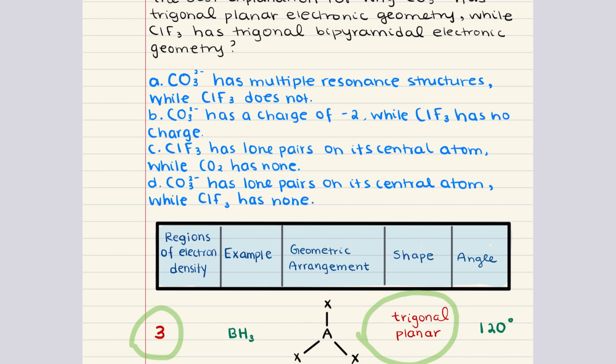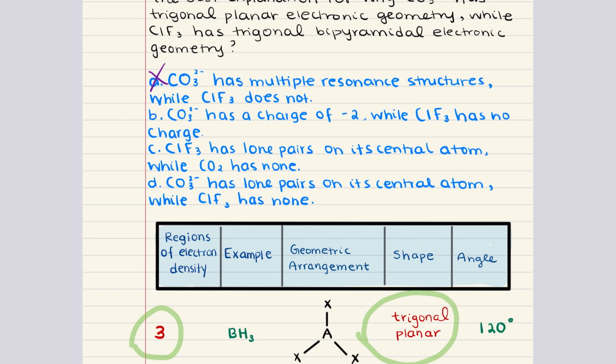The first answer choice says carbonate has multiple resonance structures, while chlorine trifluoride does not. And while it is true that carbonate has multiple resonance structures, resonance does not determine the basic electronic geometry, which is going to be predicted by VSEPR theory based on electron pairs, based off of regions of electron density. So A is not really a good explanation for why carbonate and chlorine trifluoride have different electronic geometries.